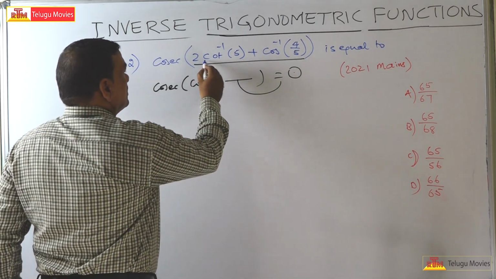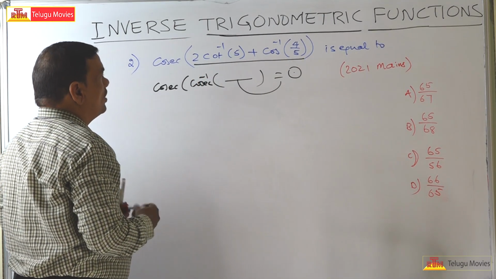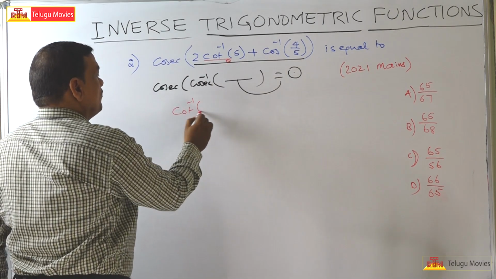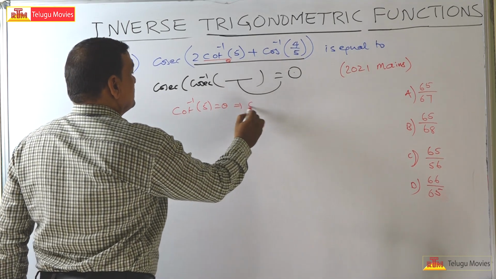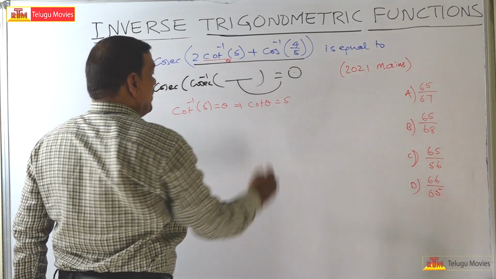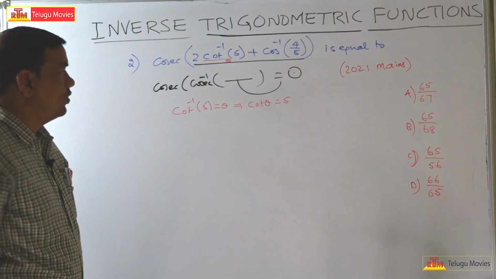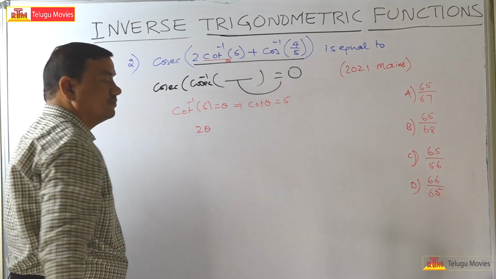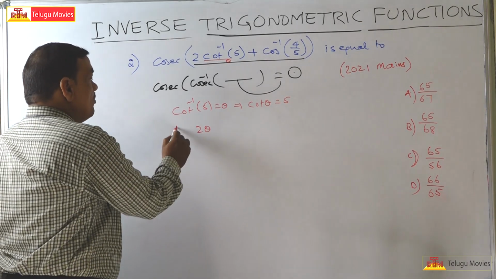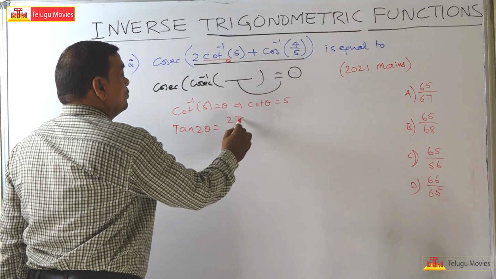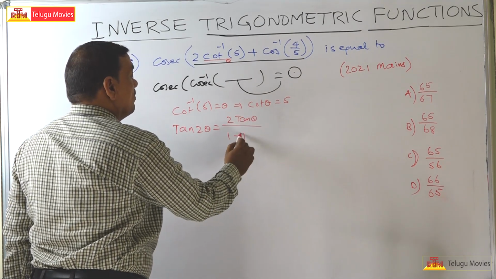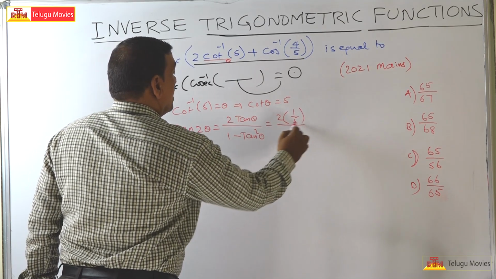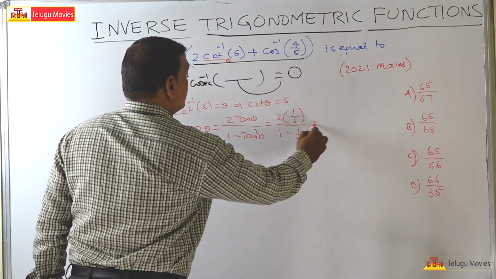First, let us call it theta. So cot inverse of 5 is equal to theta. This implies cot theta is equal to 5. So this is equal to 2 theta. Apply tan 2 theta, that is equal to 2 tan theta by 1 minus tan square theta, which is 2 into 1 by 5 upon 1 minus 1 by 25.